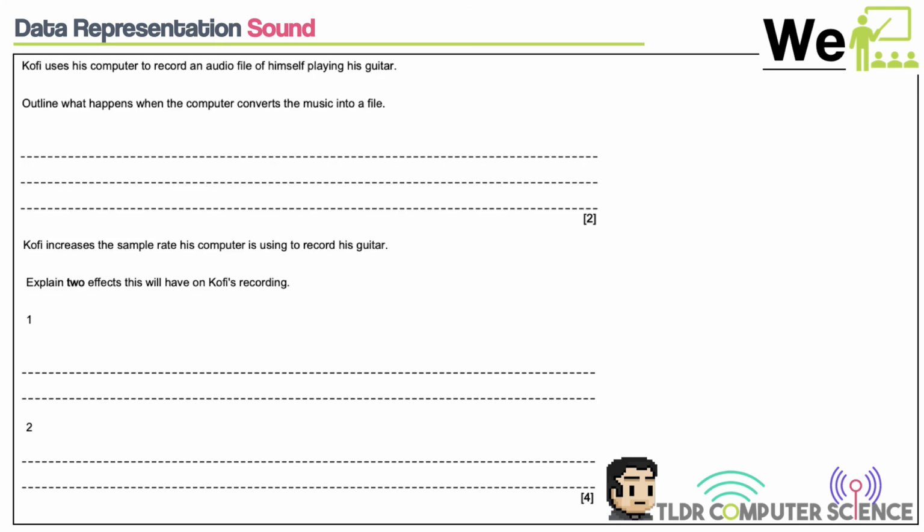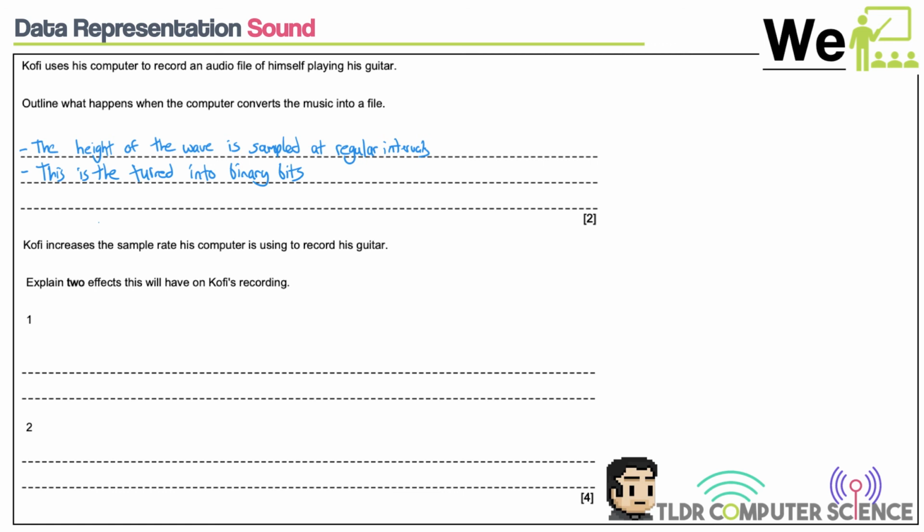This question here is a bit of a repeat from what we had earlier, but you're welcome to do it again. Kofi uses his computer to record an audio file of himself playing his guitar. Outline what happens when the computer converts it. So what was stage number one? Stage number one is that the height of the wave, or the amplitude of the wave, is measured, or sampled we called it, at set intervals or at regular times, and then this is turned into binary bits. So we can write that up again.